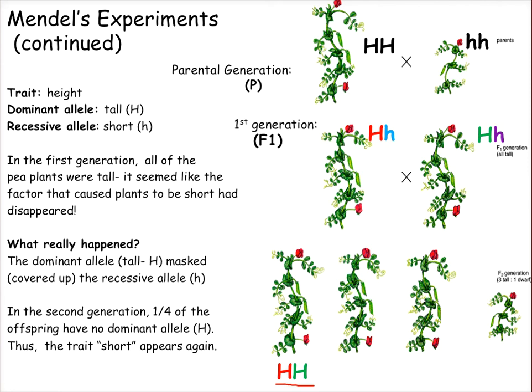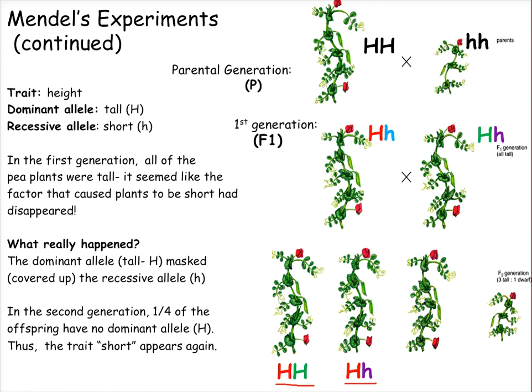The second possibility is that the first parent can give its dominant allele, but then the second parent gives its recessive allele. In this case, because there is a dominant allele, it will mask the recessive allele, and this offspring will also appear tall.